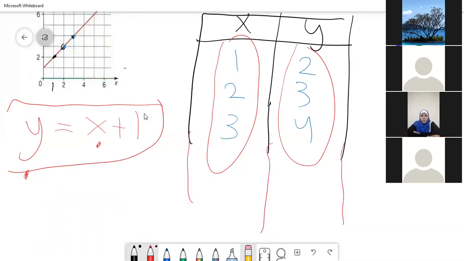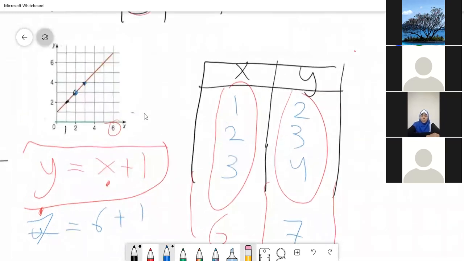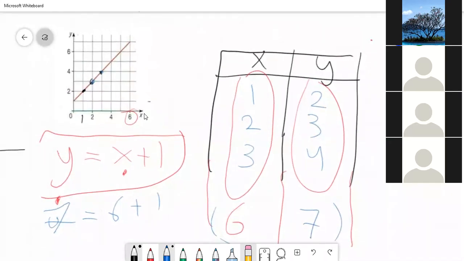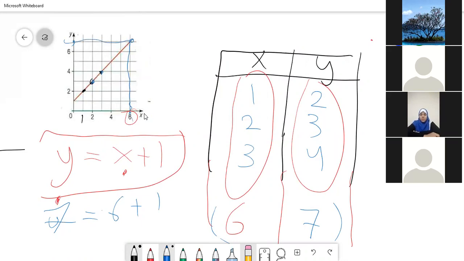Let's take, for example, 6. Let's give x 6. What will be y in this case? 7, because x plus 1, 6 plus 1. So this is going to be 7. So let's see, 6 and 7. Now we have a new point, which is 6 and 7. Okay, this is 6. Where is 7? Here, right? 6 and 7. Is it on the line?